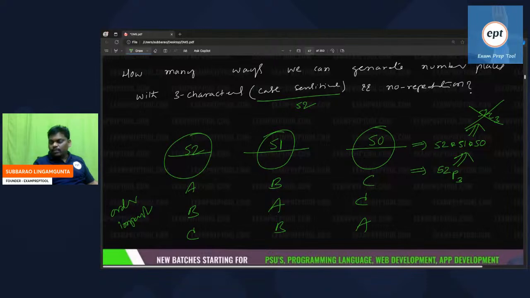For the first place, 52 possibilities. Second one, 51 possibilities. Third one, 50 possibilities. One work can be done in m ways, another work in n ways, both can be done at a time, so m into n ways. 52 into 51 into 50. This is nothing but selecting 3 people out of 52 where order is also important, so permutation.